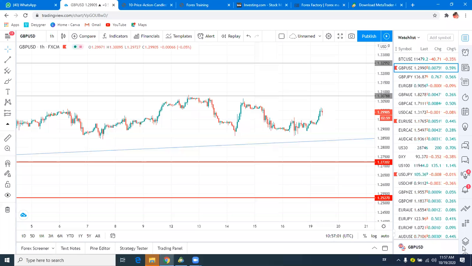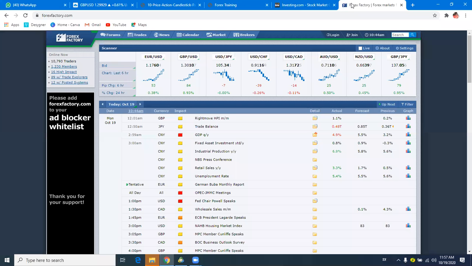Now, the next point of agenda for today is fundamental analysis. Now, I told you we have two types of analysis, fundamental analysis and technical analysis. Fundamental analysis is you watching out for the news to know what the news is going to do. Now, I'll show you briefly what fundamental analysis does.